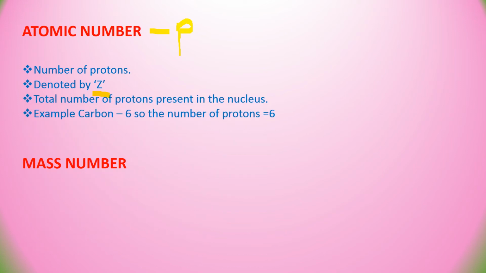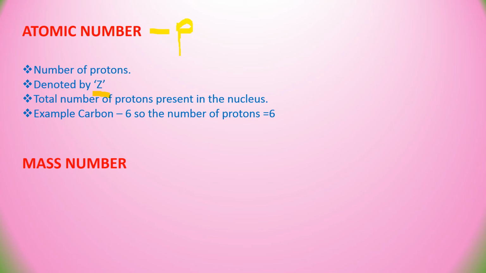Now coming to atomic number, dear students, whenever atomic number is given, always remember number of protons, small p. Now atomic number means the number of protons. So it is denoted by Z. So number of protons, Z. For example, if I have the number of protons 7, that means my atomic number is 7. If I have the number of protons 8, my atomic number will be 8. So very similar. Very simple.